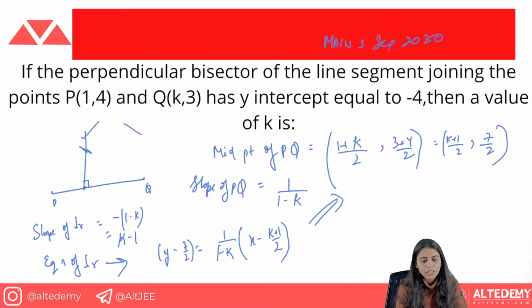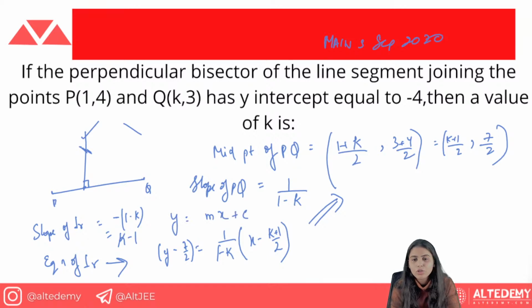Now for this equation, y minus 7 by 2, it is saying that the y-intercept is equal to minus 4. You know the equation y equals mx plus c; you can compare with that, and c is the y-intercept here. So the y-intercept is going to be minus 4, which means the point is going to be (0, minus 4).